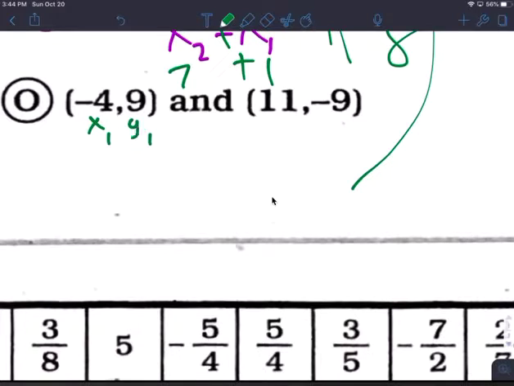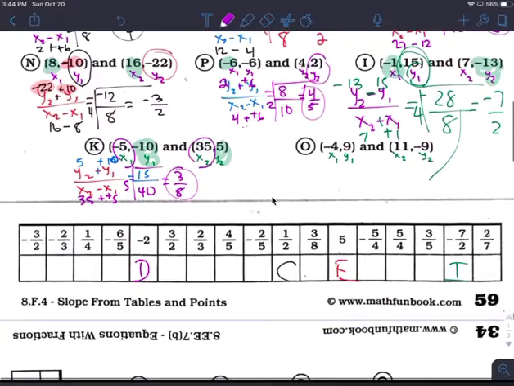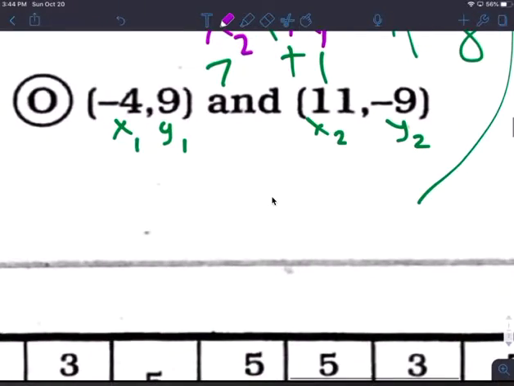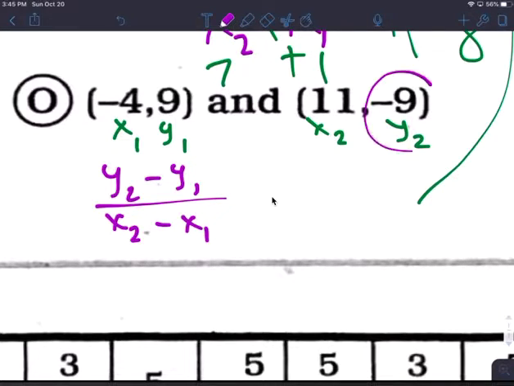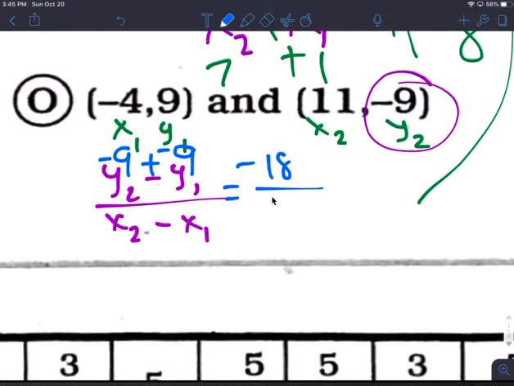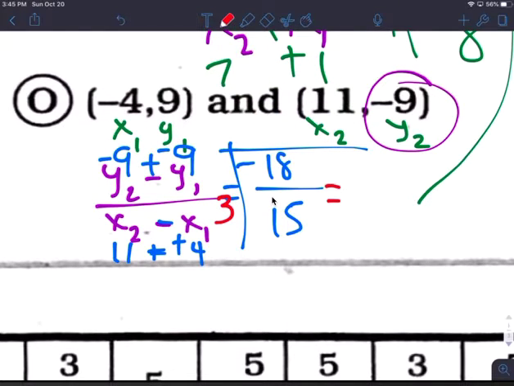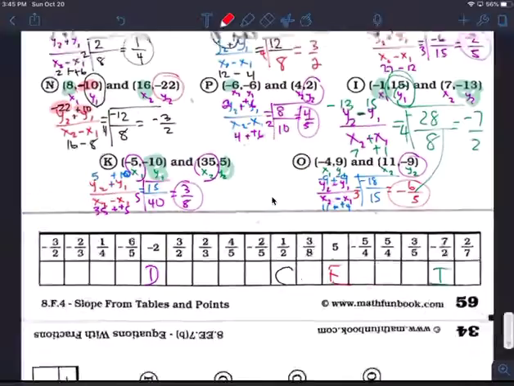X sub 1, y sub 1, x sub 2, y sub 2. Okay, the formula is, last one of this kind, the back side is totally different. So y sub 2 minus y sub 1 over x sub 2 minus x sub 1. Y sub 2 is negative 9 minus 9. Additive inverse, that's a negative 18 over 11 minus a negative 4. This minus comes over and you get 15. Divide by 3, you get negative 6 over 5.